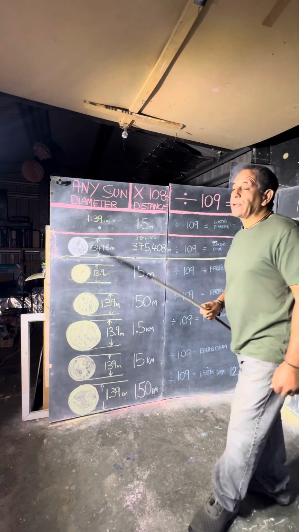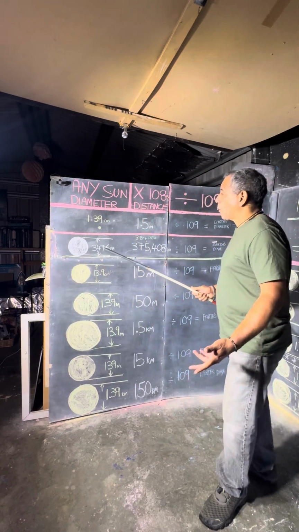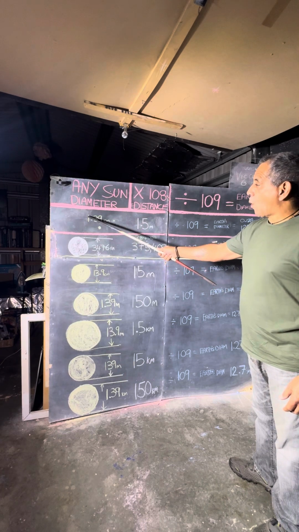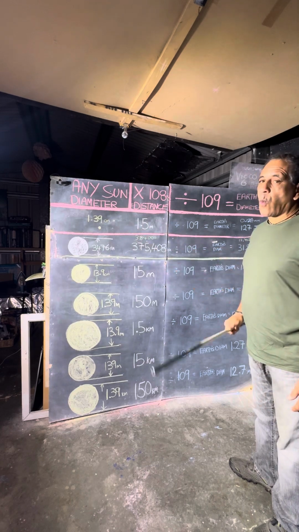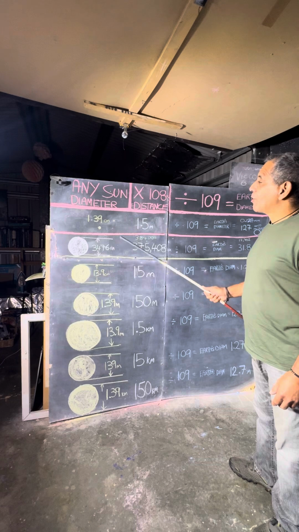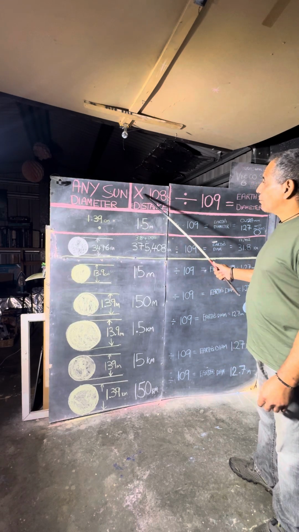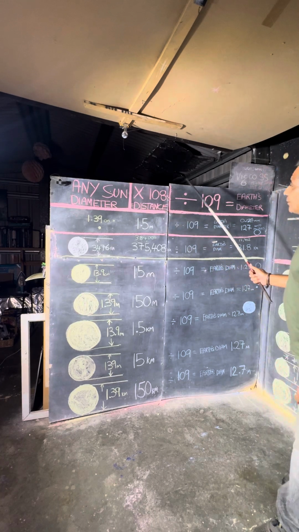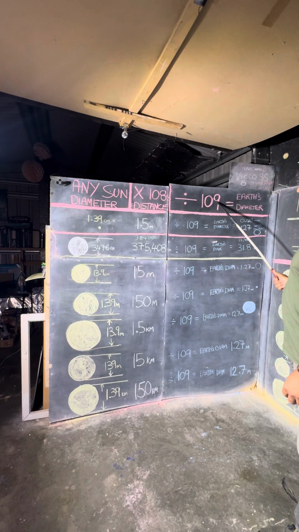I've used 1.39 centimeters for the smallest one we're going to work with. The reason for that is the Sun's diameter is 1,390,000. We're going to start at 1 centimeter and 39. Let's go. Any sun, you multiply it by 108, and that gives you the distance. You then divide that sun by 109, and that gives you Earth's diameter in the equation.